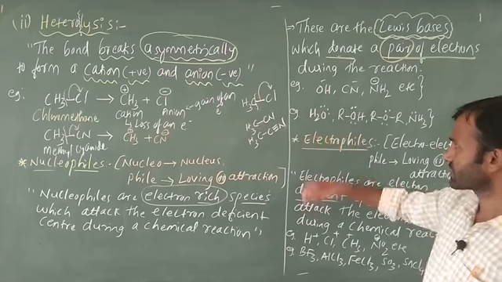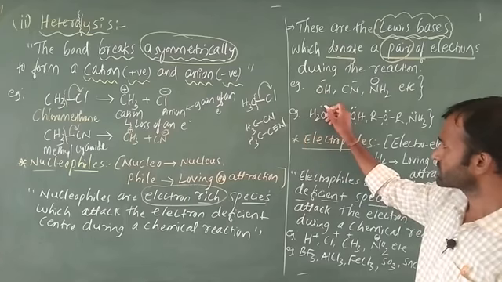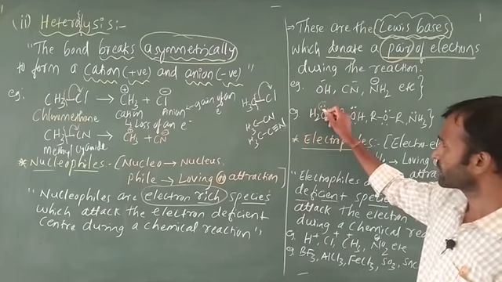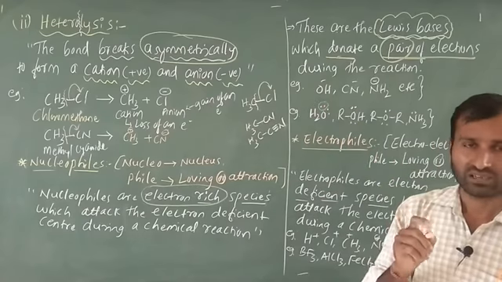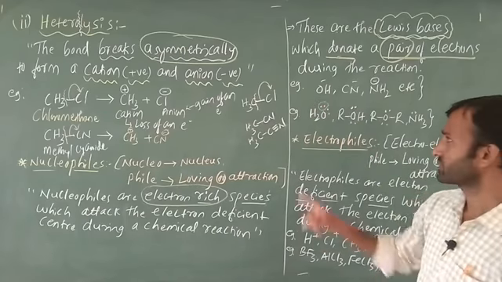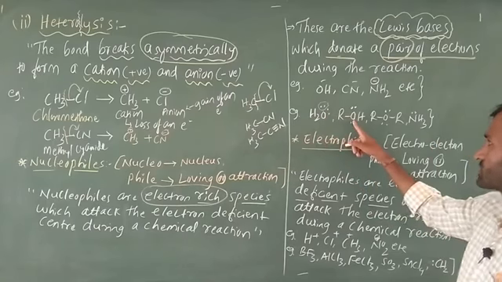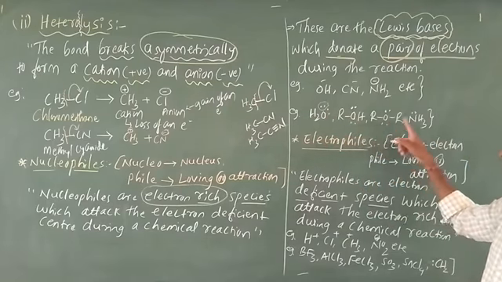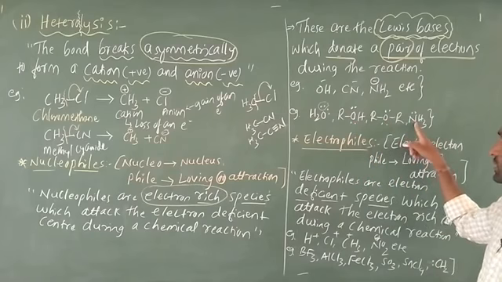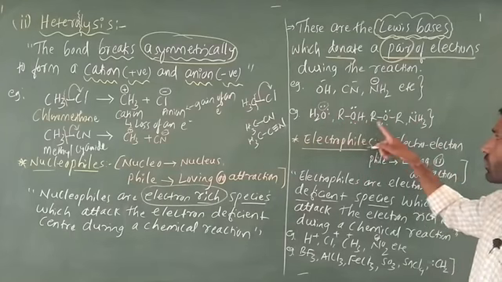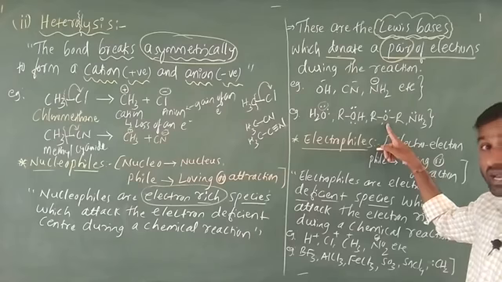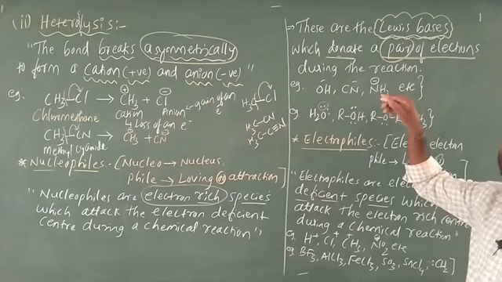Next, one more example is H2O. In this case, one electron is here, and another electron is here. These 2 electrons are called a pair. The lone pairs are present on the oxygen atom. Likewise, a lone pair is present on the nitrogen. All of these indicate nucleophiles. What kind of nucleophile? Neutral nucleophile.